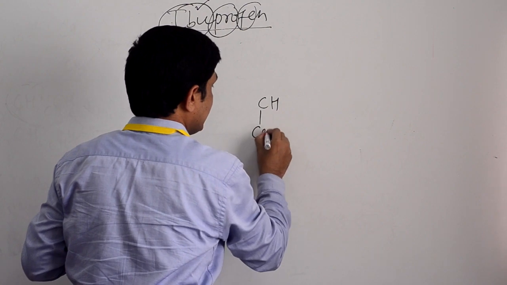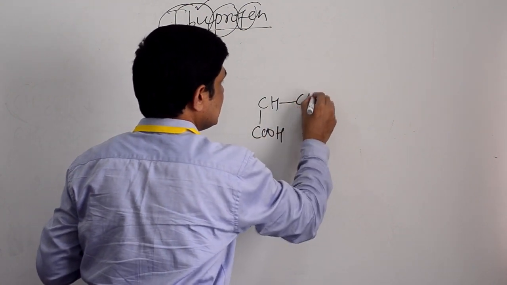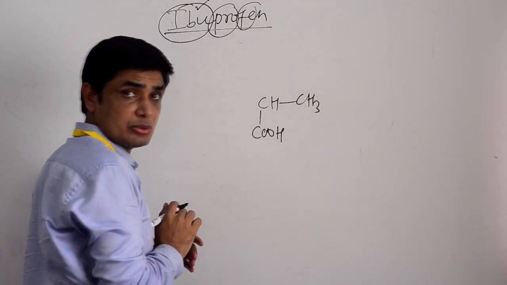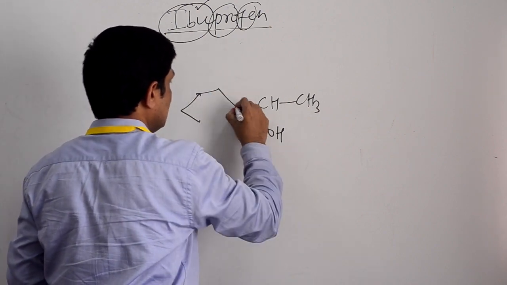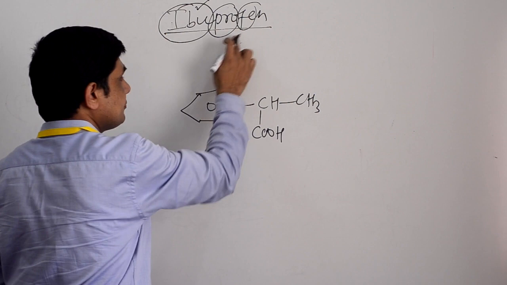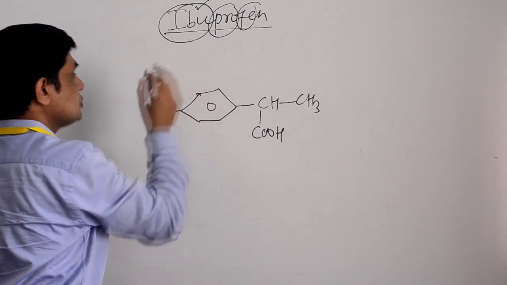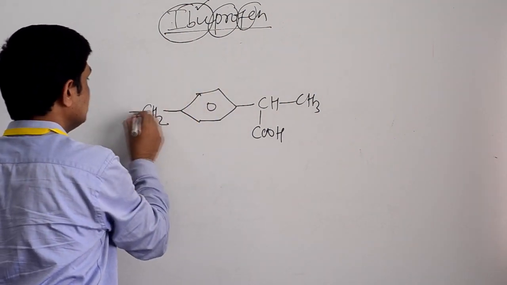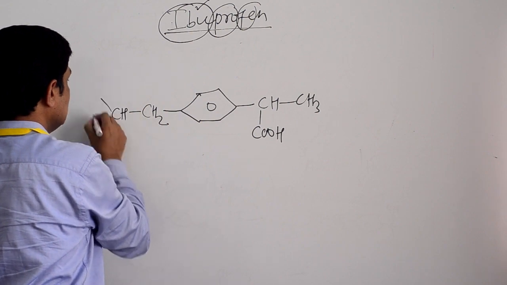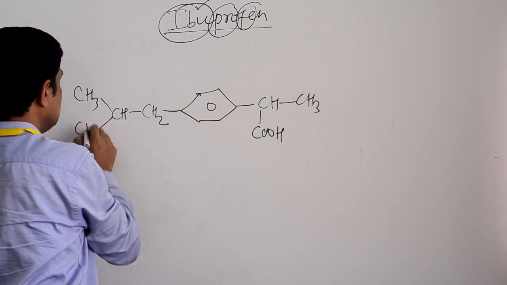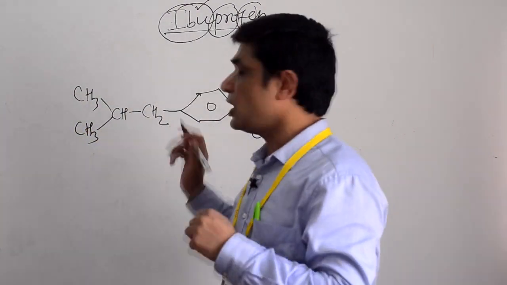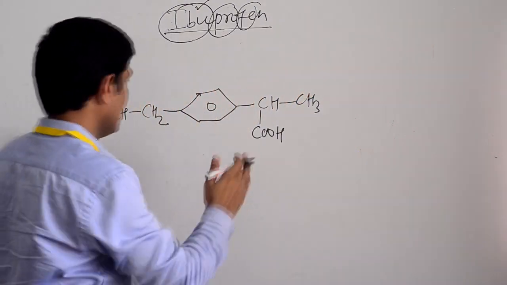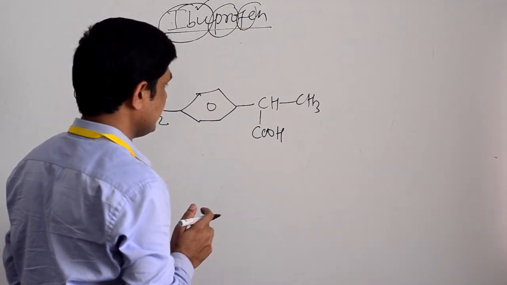This is a propionic acid derivative, meaning CH3CH COOH. This is a propionic acid, with one phenyl ring and then one isobutyl, CH2CH(CH3)2. So this is the structure of ibuprofen. And now the IUPAC name.